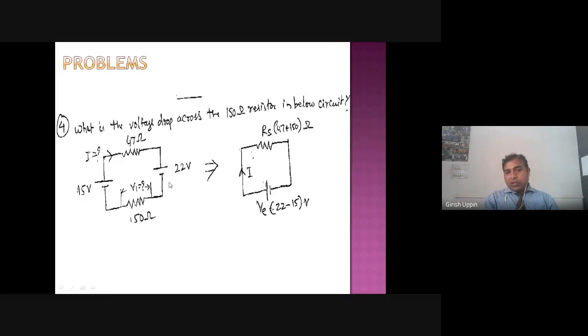So how many possible paths are there for the current? There is only one possible path, right? Isn't it? Current has to flow only in this path. There is no other path. When there is only one path, the same amount of current has to flow through all the components. Is that true? Yes, sir. Okay. When the same current is flowing through 47 ohm and 150 ohm, that means they are connected in series. And that is how we just add them here.